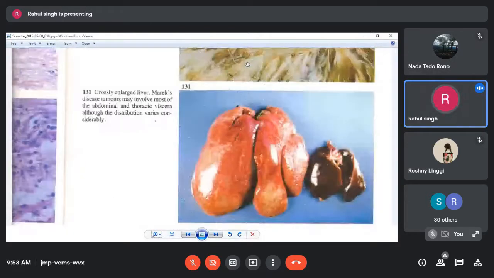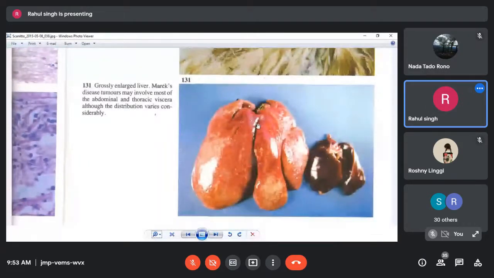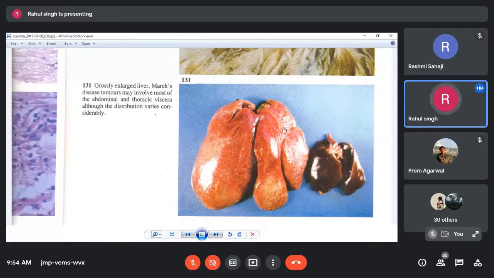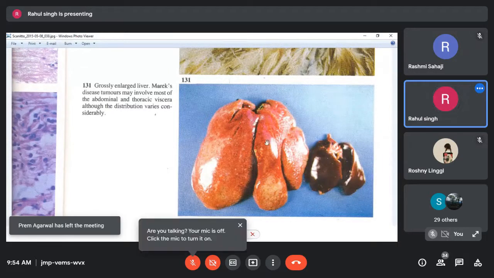Can you see this picture? Yes, sir. This is a very characteristic picture. This is a normal sized liver. Liver size is normal. And this is a big liver, a tumorous liver. You can see it has increased in size multiple times.